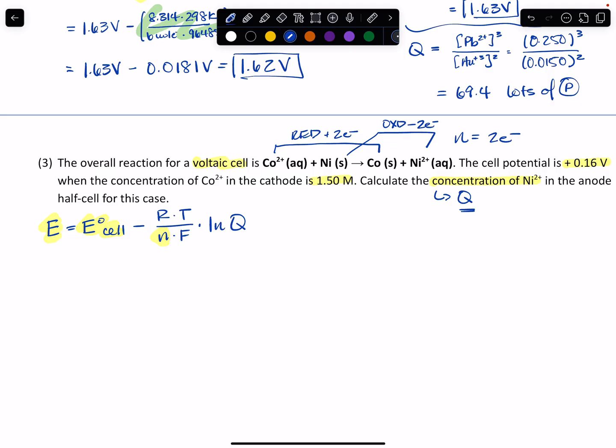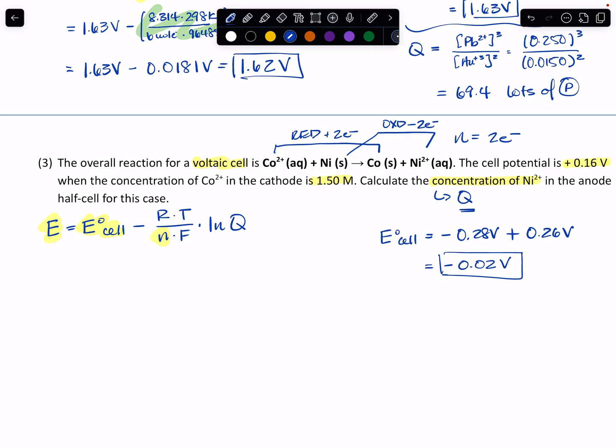If I look up the reduction potentials, I'm going to find that my standard cell potential is equal to negative 0.28 volts plus 0.26 volts, which equals negative 0.02 volts. Well, that's very interesting that that is negative. If it is negative, then it cannot be a voltaic cell. This is an electrolytic cell, but we're just going to go with it.